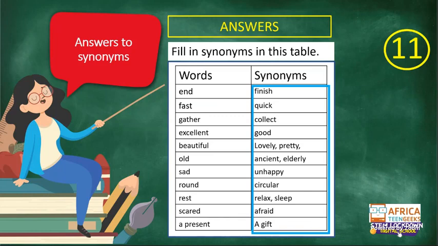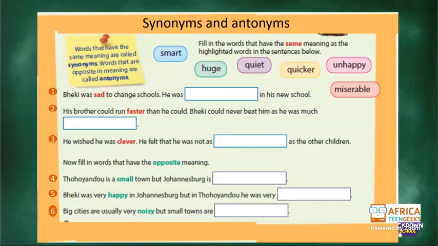And now we've got the very last activity for today, and then we're going to count up the marks. Okay. So this is a mix of synonyms and antonyms, and there are already 5. There's only 5 you can use: smart, huge, quiet, quicker, unhappy, and miserable. Okay. I am not even going to read the sentences out. I am going to let you work it out, and then I'm going to ask somebody.